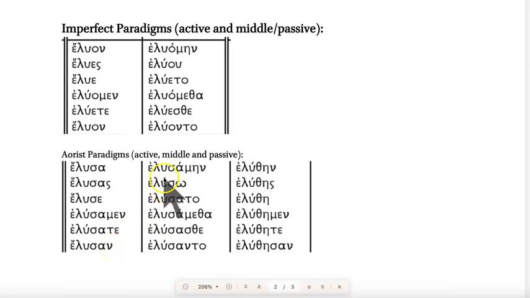In the aorist middle, notice we still have the augment, but we have the sigma alpha as well. And so our endings would be samēn, sō, sato, sametha, sasthe, santo. And the meaning would be I loosed for myself, you loosed for yourself, he, she, it loosed for himself, we loosed for ourselves, all y'all loosed for yourselves, and they loosed for themselves. In the aorist passive, we've got a different tense formative, the theta eta. Notice we've got the augment, and so our endings are thēn, thēs, thē, thēmen, thēte, thēsan.